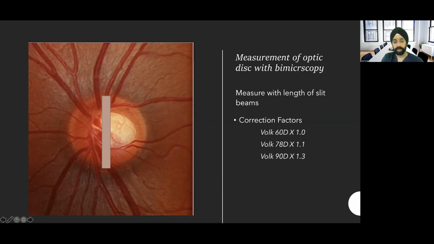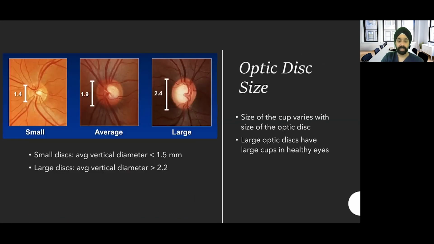All right, this is showing you here, you can take your slit lamp and you can go one direction for vertical, and then you can do your slit lamp for a second horizontal, and that can give you the size of the nerve. And again, small nerves tend to be 1.2, 1.4, average about 1.8, and larger above 2, around 2.5. So the larger the nerve, the larger those cups can be and become physiologic.